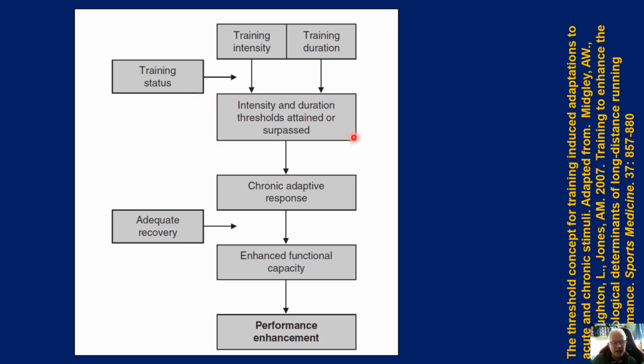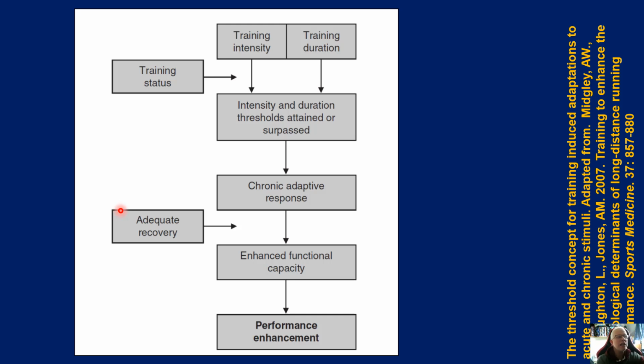As he's highlighted here, the intensity and duration thresholds have to be at least attained if you're going for maintenance, or surpassed if you're driving for biological adaptation. That's really important. What those thresholds are very much depends on the individual, but that's the habitual homeostatic threshold. It's not the same as lactate thresholds or lactate turn points. It's the homeostatic threshold that we're trying to surpass. That leads to what they refer to as a chronic adaptive response. And then, as long as we've got adequate recovery, and it's the recovery that seems to be the connection here.